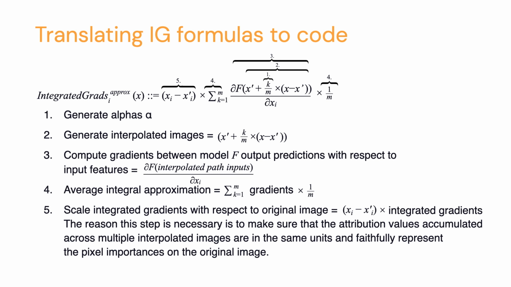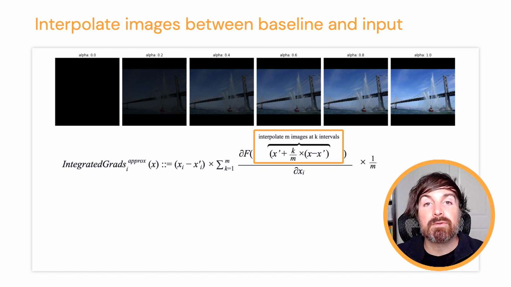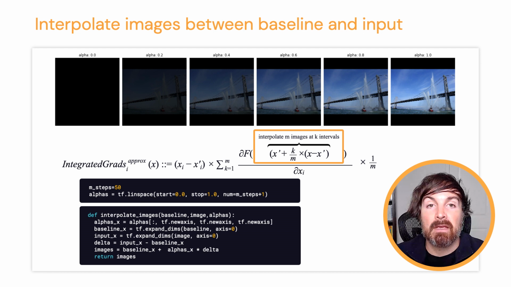Again, we're approximating our model's entire prediction function by dividing it up into small, evenly spaced steps, calculating the gradients at each step to represent importance, and then averaging them together. First, you will generate a linear interpolation between the baseline and original image. You can think of interpolated images as small steps in the feature space between your baseline and your input, represented by k over m steps in the original equation.